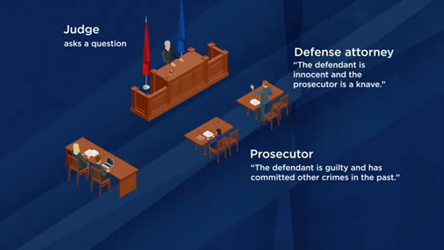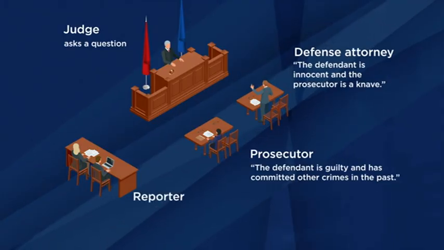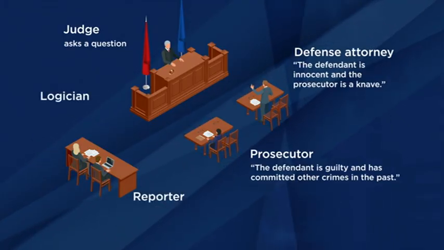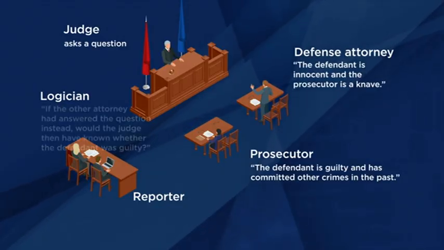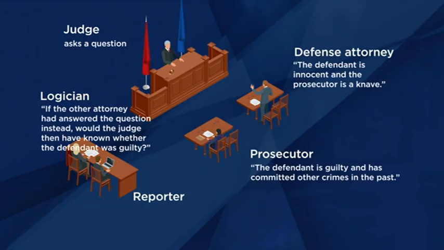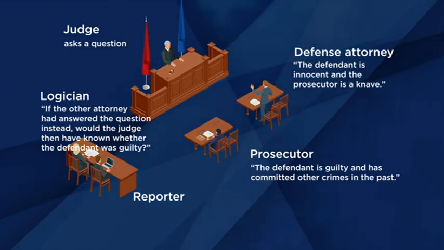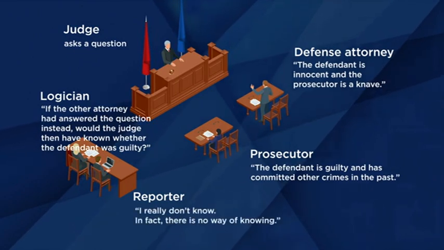A reporter present at the trial described all of this to a logician. The logician found he had insufficient information to determine whether the defendant was guilty. He asked the reporter, if the other attorney had answered the question instead, would the judge then have known whether the defendant was guilty? The reporter thought for a while and replied, "I really don't know. In fact, there's no way of knowing."